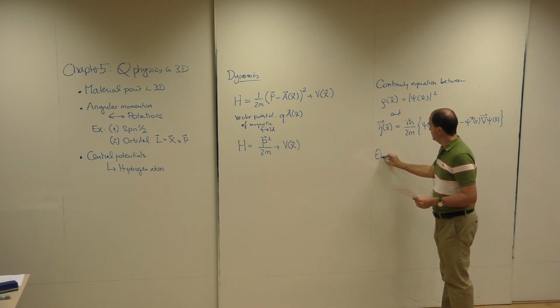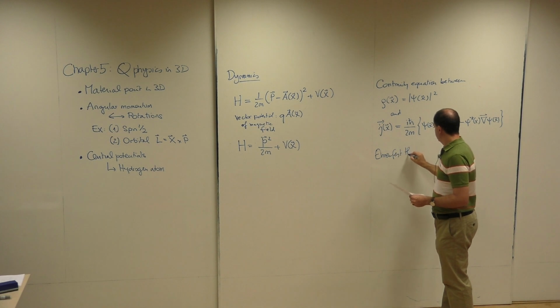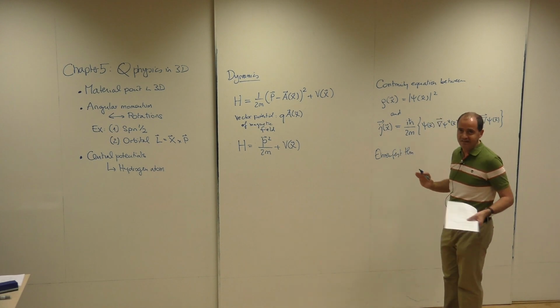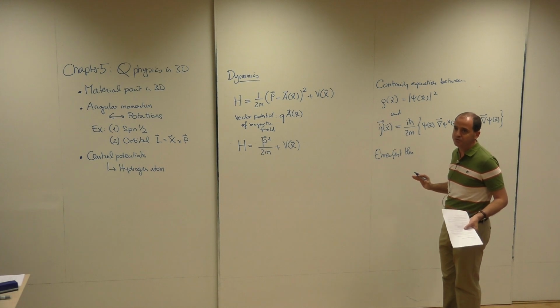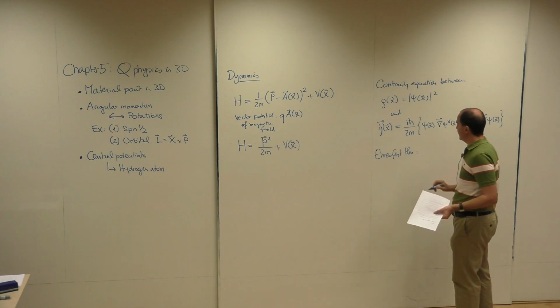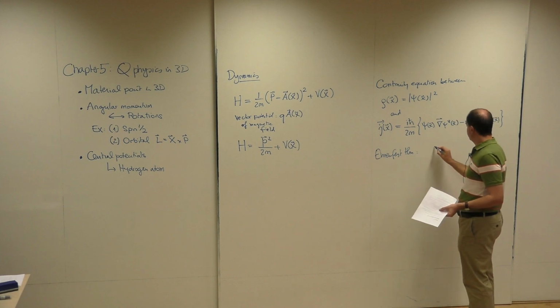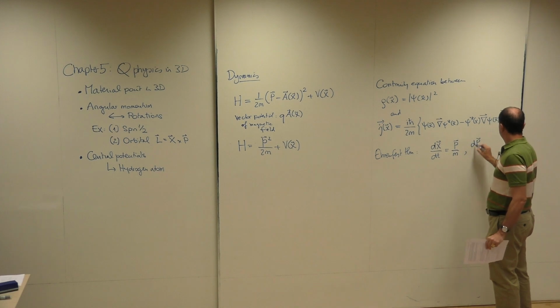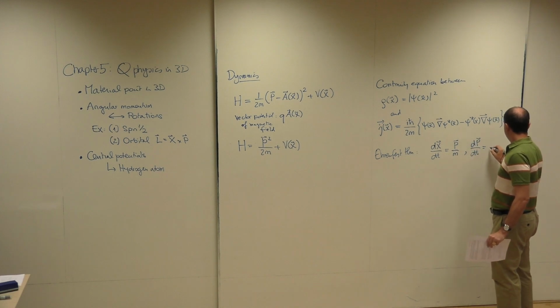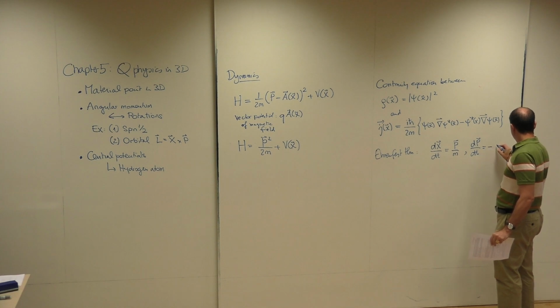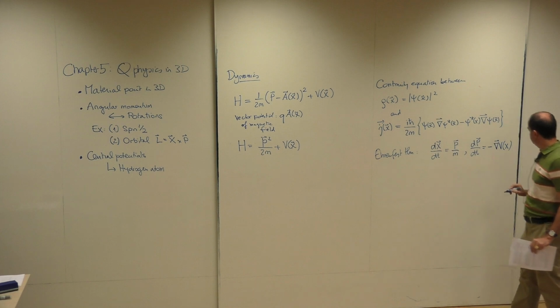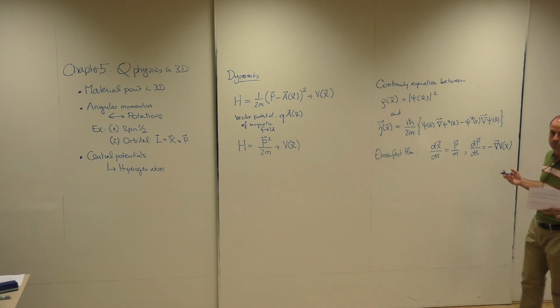And the Ehrenfest theorem holds exactly like the one-dimensional one with vectorial objects. So we have that in the Heisenberg representation, dx over dt will be p over m, and dp over dt will be minus the operator that is described by the gradient of V evaluated in x. So really the same.